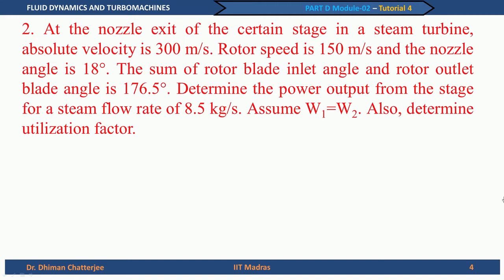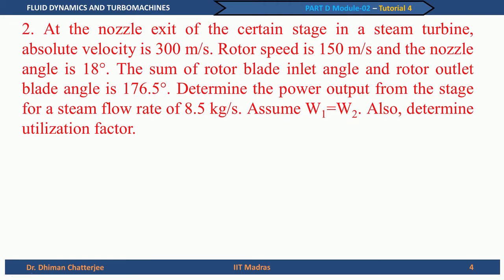The sum of the rotor blade inlet angle and the rotor outlet blade angle is 176.5 degrees. This is given, but we neither know the rotor blade inlet angle nor the rotor blade outlet angle, and we have to find out the power output from the stage for a steam flow rate of 8.5 kg per second. It is further given that we can assume W1 equal to W2. Also, we need to find out the utilization factor.